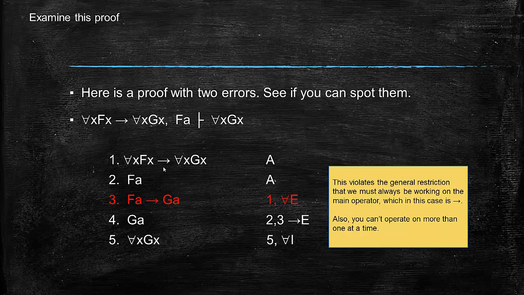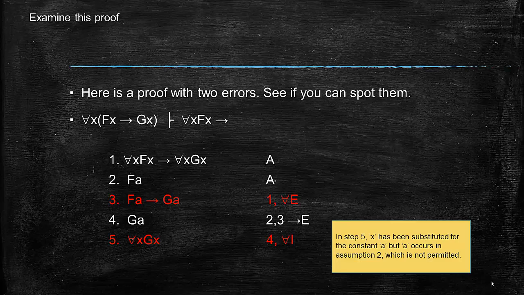So the first one is one that comes from universal elimination. In fact, there's two mistakes being made here. On line three, you cannot operate on anything but the main operator, and here the universal quantifiers are not the main operators. And of course, you can't operate on two quantifiers at once.